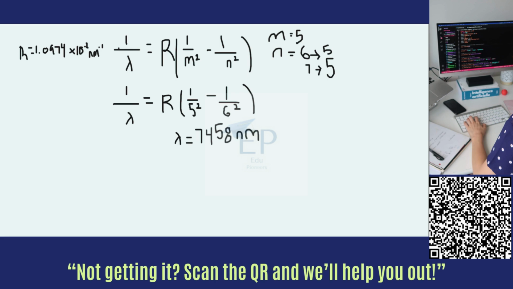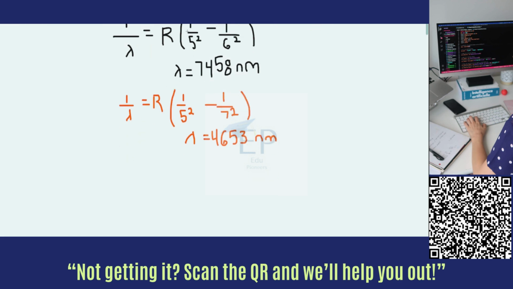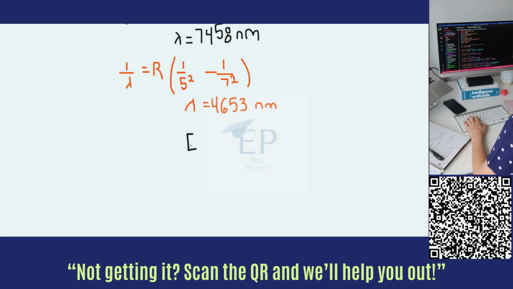And we're going to do the exact same thing for our next line, which is 7 dropping to 5. Again, we have our 1 over wavelength equals R. And we know our M is not going to change because we're told the electron drops down to the 5th level each time, and then 1 over 7 squared. And this will give you a wavelength of 4,653 nanometers.